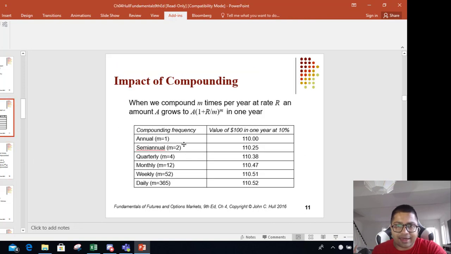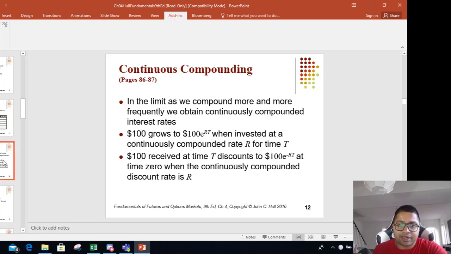So this is what they are saying: as the frequency increases, the return that you get, the money that you make, increases. Continuous compounding is the theoretical limit. It is 100 times e to the power r, the interest rate, times t, the time.